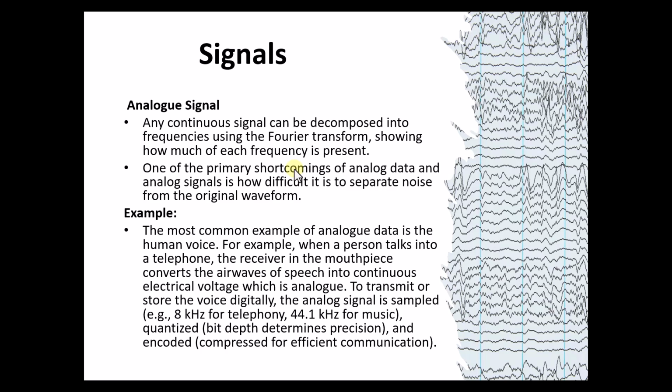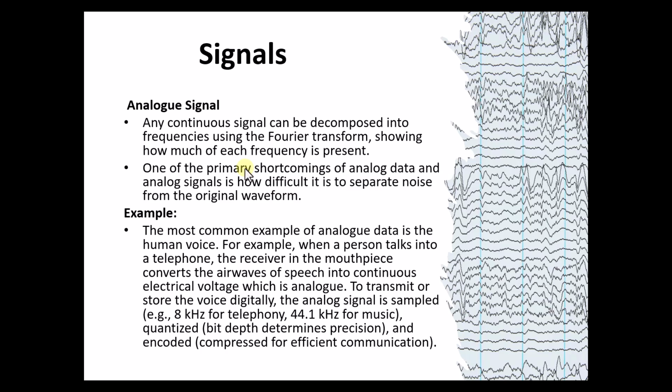One primary shortcoming of analog data and analog signals is how difficult it is to separate noise from the original waveform. In our lesson 1, we briefly defined what noise is. That noise is an unwanted signal that attaches itself to our desired signal and then deteriorates it. Noise in itself is analog. It's a signal that we don't want, but in a way it comes to attach itself to the desired signal that we are transmitting.